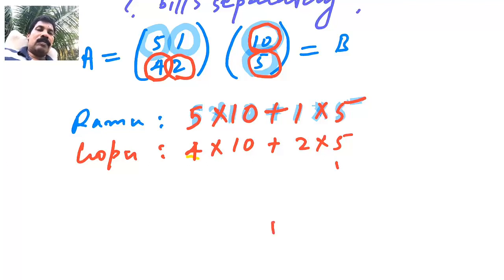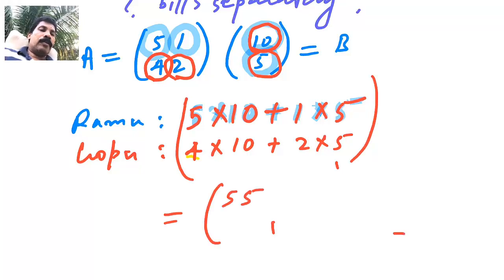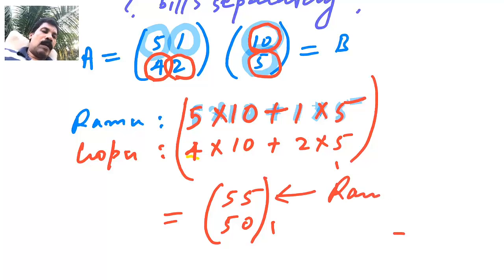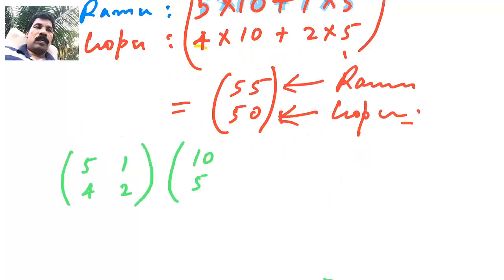Here you can see, simplifying 5 into 10 plus 1 into 5 gives 55, and 4 into 10 plus 2 into 5 gives 50. So this amount is to be paid by Ramu and this amount is to be paid by Gobu. Now at present, the cost of a notebook is 10 rupees and the cost of a pen is 5 rupees. That is actually the old rate. Why? Because there is a price hike at present.